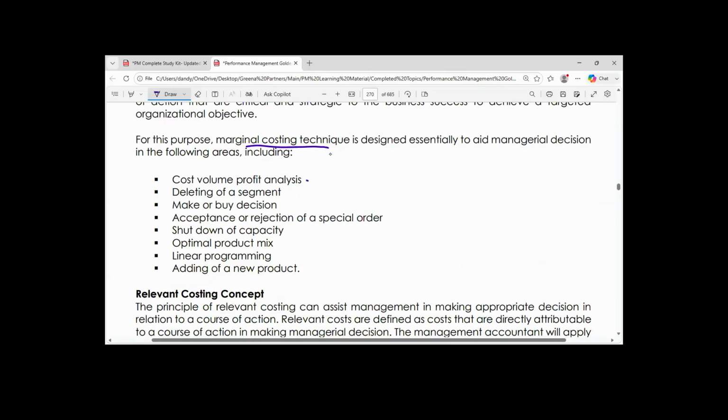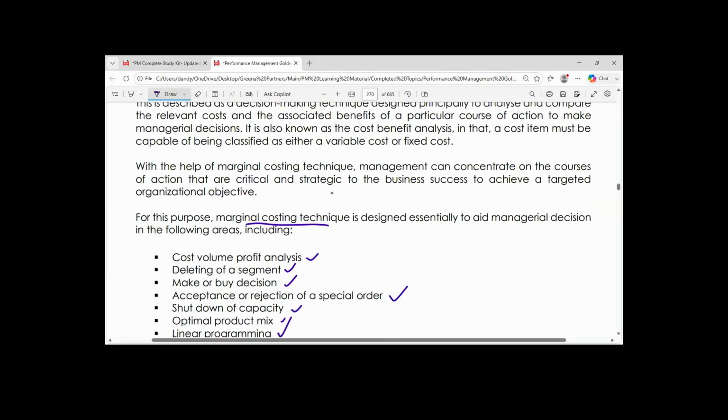Cost volume profit analysis. This is an area where you can use marginal costing. We have done this in the past. Deleting of a segment, make or buy decision, special order, shutdown of capacity, adding of a new segment or product, optimal product mix, linear programming, pricing decision. All of those are the areas where you can apply marginal costing. Once you're able to do this, fantastic.